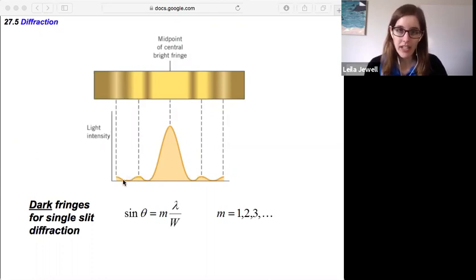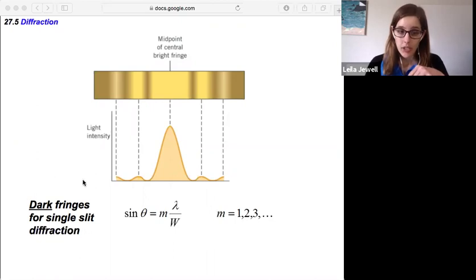So with diffraction, with a single slit, with one opening, we have a condition to find the dark fringes. That sine of theta now, instead of giving the bright fringes, only gives us the dark fringes. It's equal to m times lambda, the wavelength of the light, divided by w, the width of the slit, how big that is. And m here, notice, is 1, 2, or 3. It can't be 0, because 0 is not a dark fringe. That would be right in the middle, where it is definitely very bright.